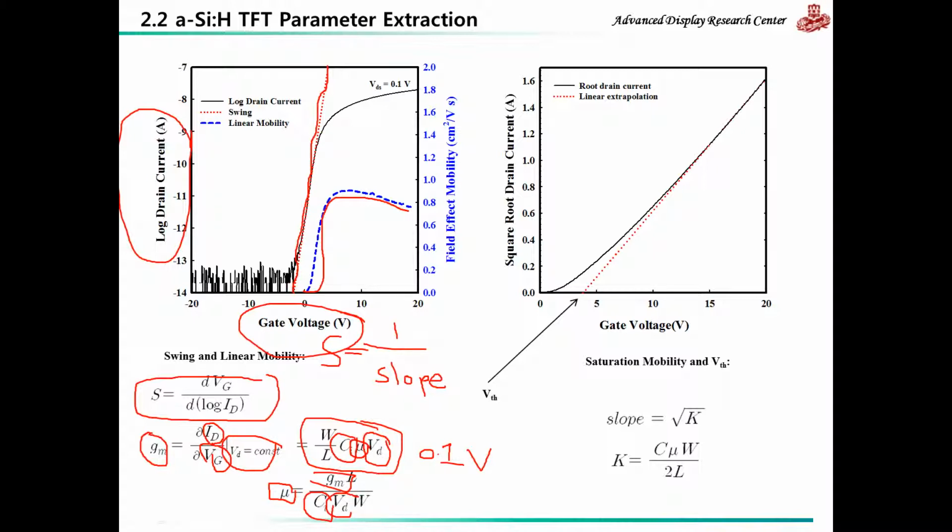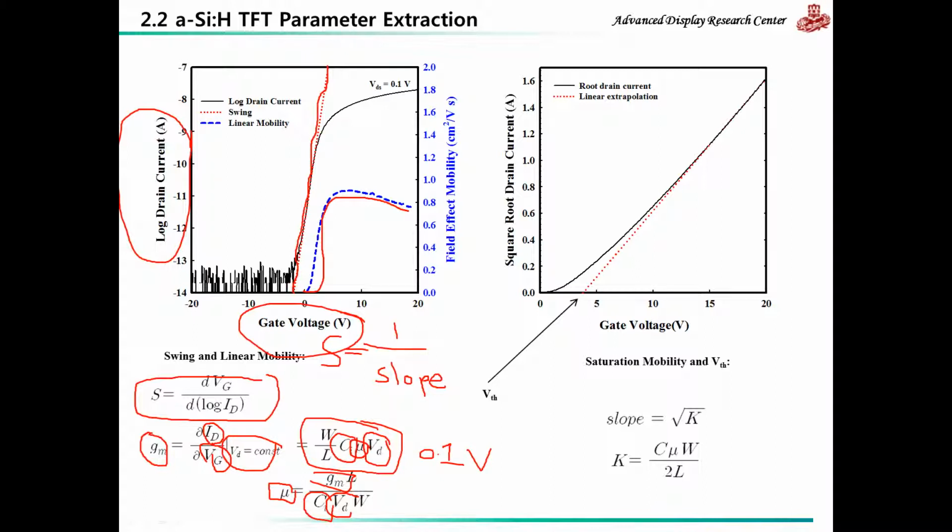So you do this and you get your graph here. So we take GM for small intervals so that we end up with a function, a mobility as a function of gate voltage.